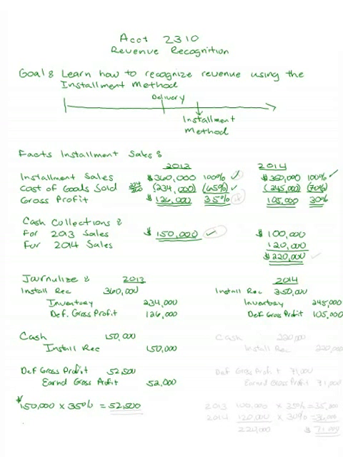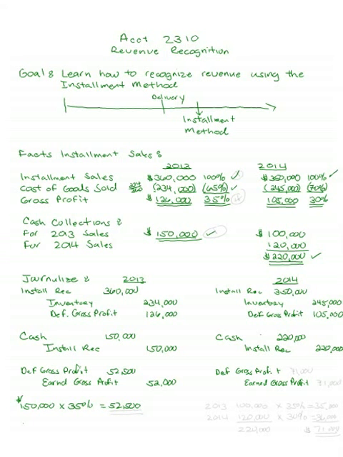Let's get down to our cash collections for 2014. You can see we collected $220,000. So cash, $220,000. An installment receivable. Take it off my receivable. Just a regular payment. $220,000. Well, how much of that was gross profit? We need to figure out now how much we can take out of deferred gross profit and recognize as our author calls it, earned gross profit, actually putting it on the income statement.